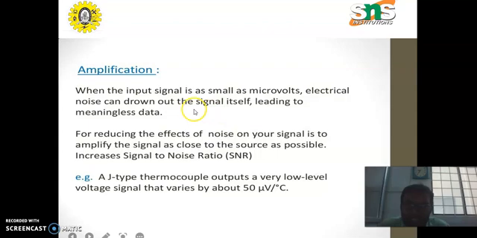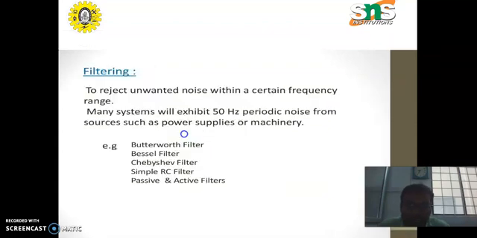What is amplification? When the input signal is as small as microvolts, electrical noise can drown out the signal itself, leading to meaningless data. For reducing the effect of noise on your signal, amplify the signal as close to the source as possible. For example, a J type thermocouple outputs a very low level voltage signal that varies by about 50 microvolts.